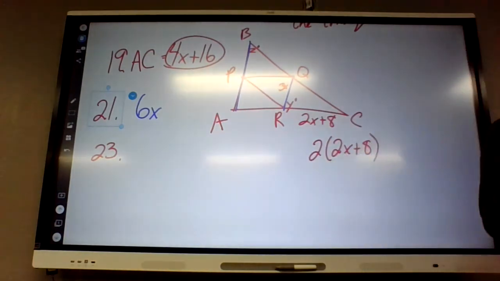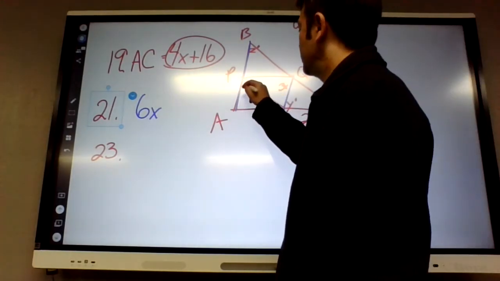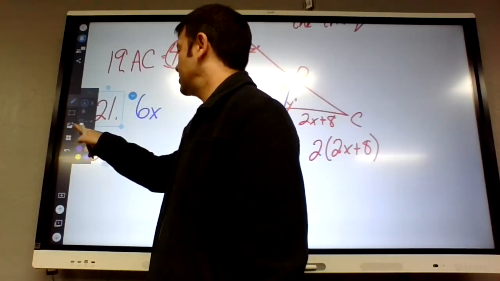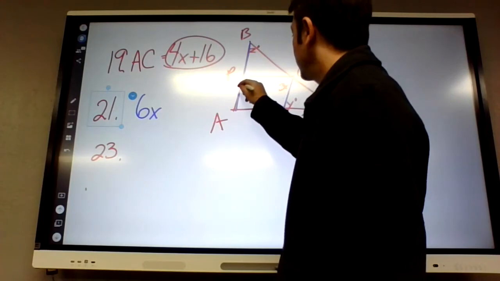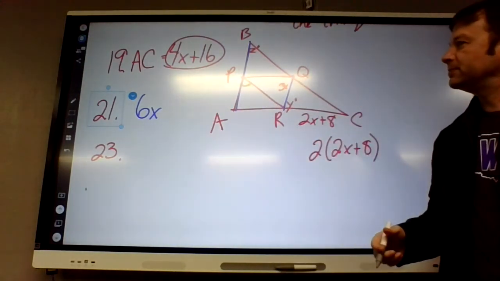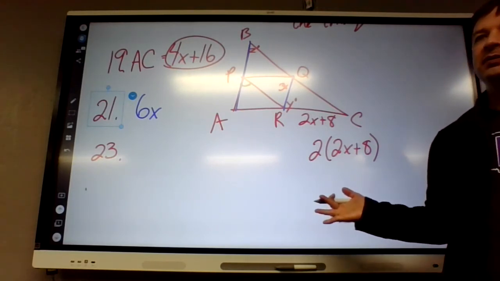Okay, last three are angles. Oh, this might cause us some trouble. 24 is challenging. Okay, 23, angle APR. Let me change the color again. So we're looking for APR right there. What did we know about the midsegments besides that they're half the length of the side? What else did we know?